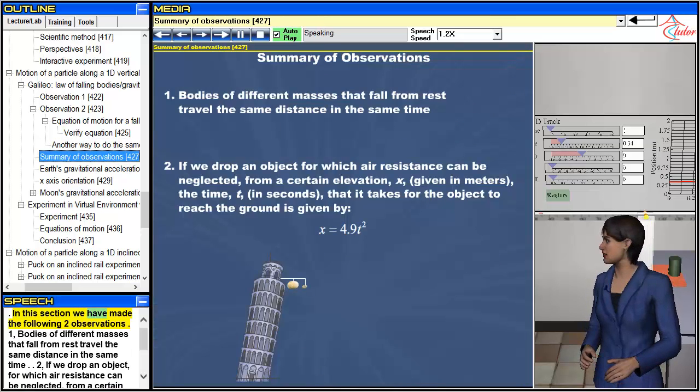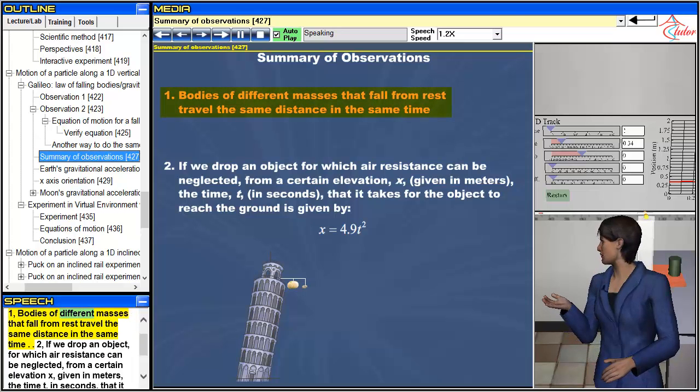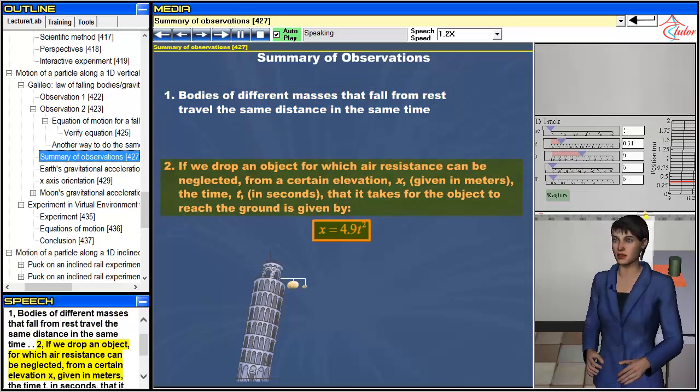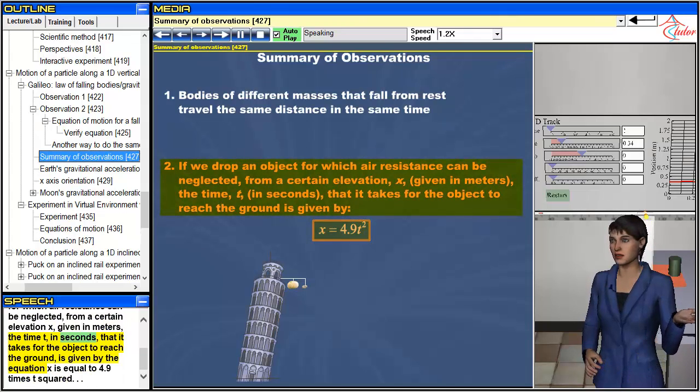In this section we have made the following two observations. 1. Bodies of different masses that fall from rest travel the same distance in the same time. 2. If we drop an object, for which air resistance can be neglected, from a certain elevation x, given in meters, the time t, in seconds, that it takes for the object to reach the ground, is given by the equation x is equal to 4.9 times t squared.